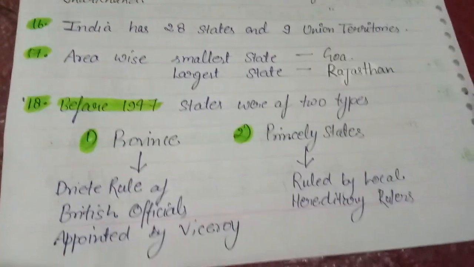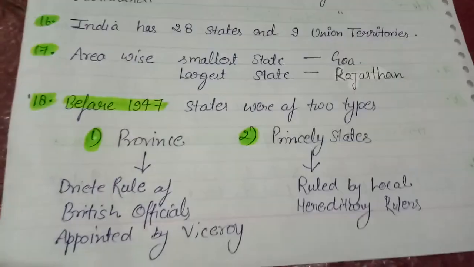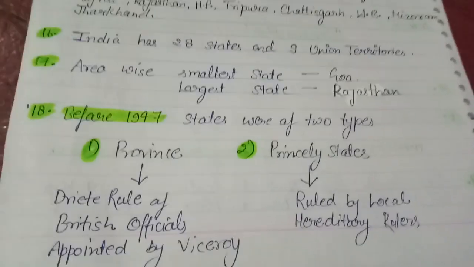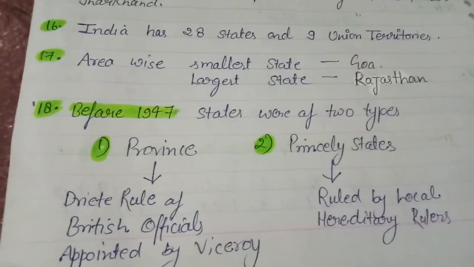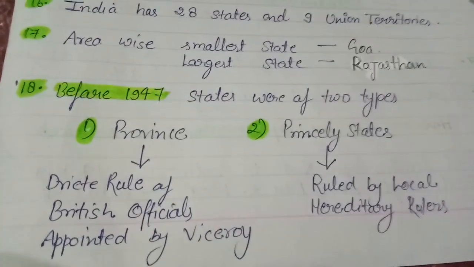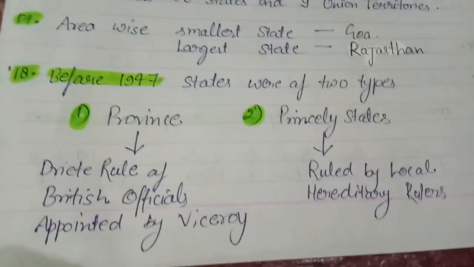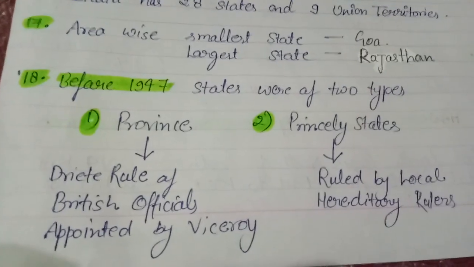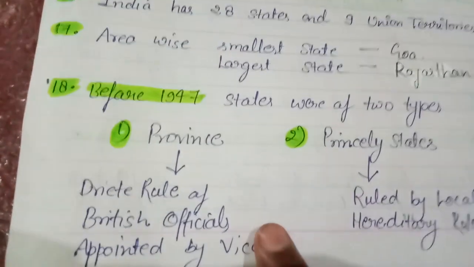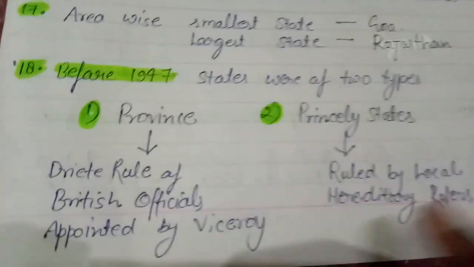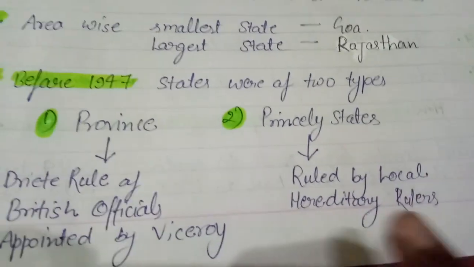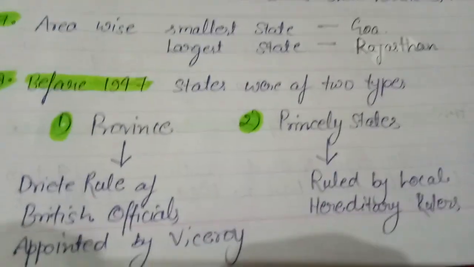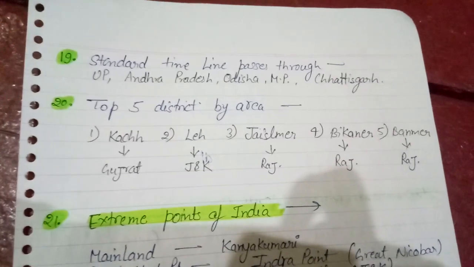Point 18. Before 1947, it's a note which was given. I converted it into a point: before 1947, states were of two types, province and princely states. Provinces were directly ruled by British officials appointed by the Viceroy, and in princely states, the rule was of local hereditary rulers. Now, point 19.